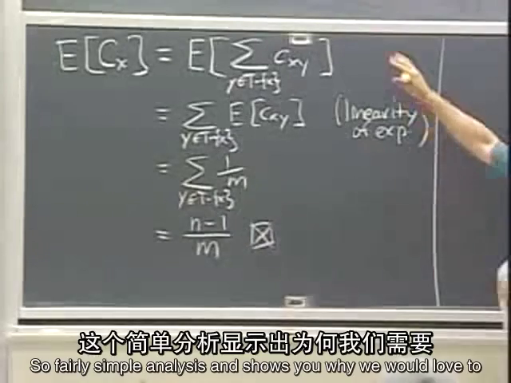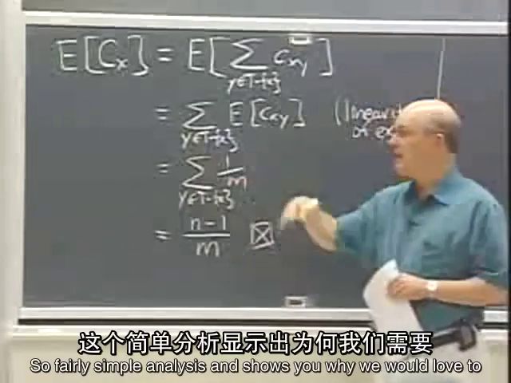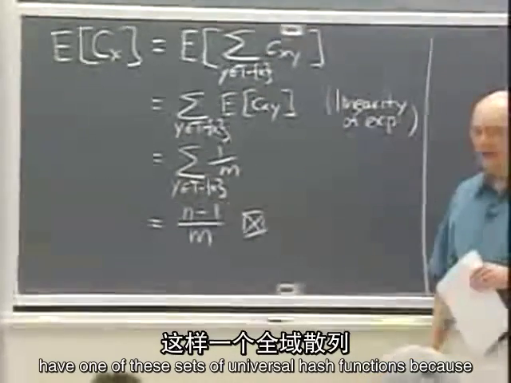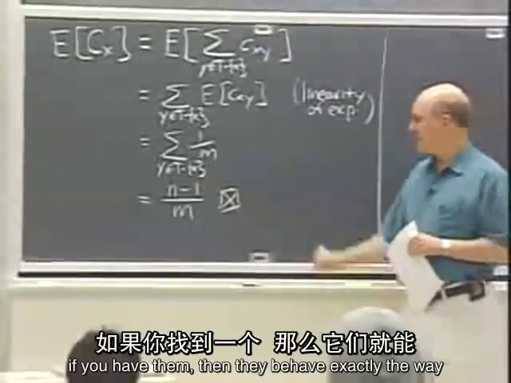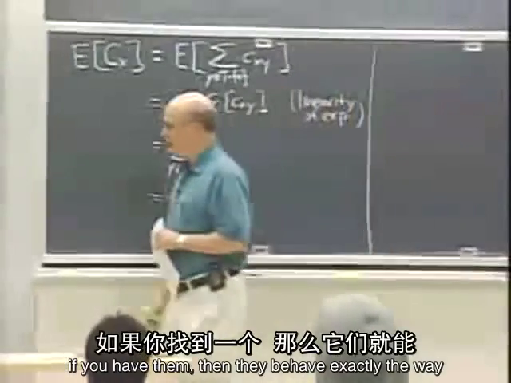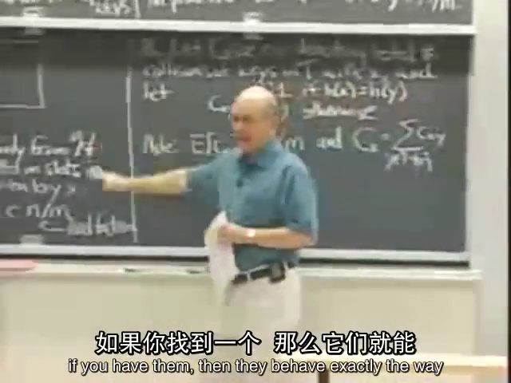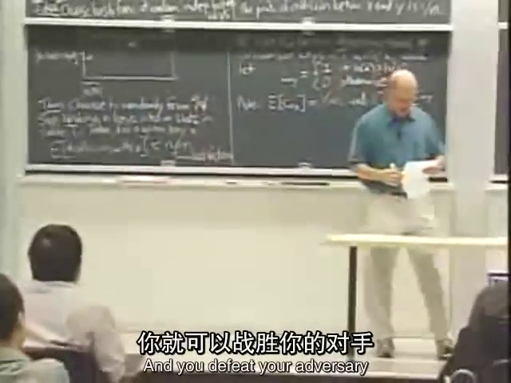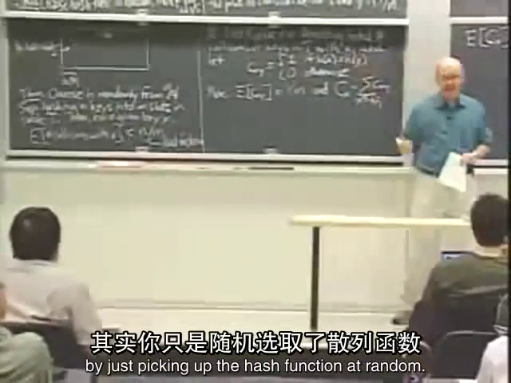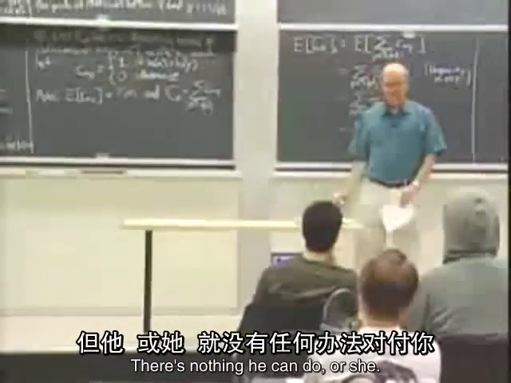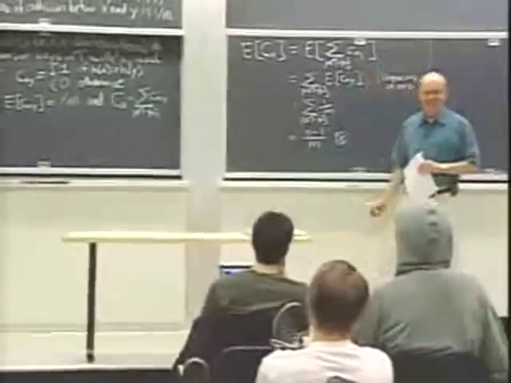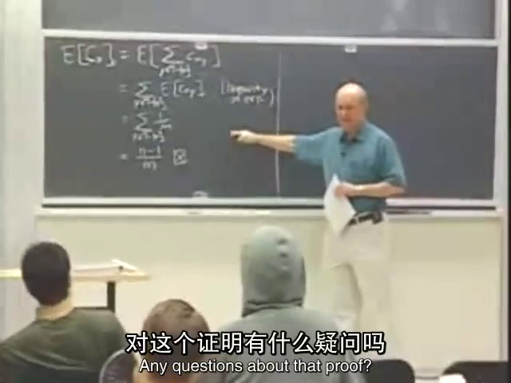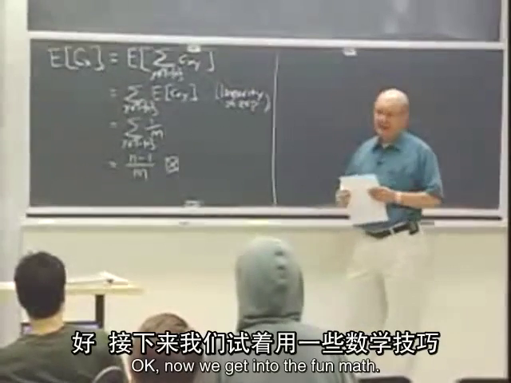So, a fairly simple analysis, and it shows you why we would love to have one of these sets of universal hash functions. Because if you have them, then they behave exactly the way you would want them to behave. And you defeat your adversary by just picking a hash function at random. There's nothing he can do, or she. Any questions about that proof? Okay, now we get into the fun math.